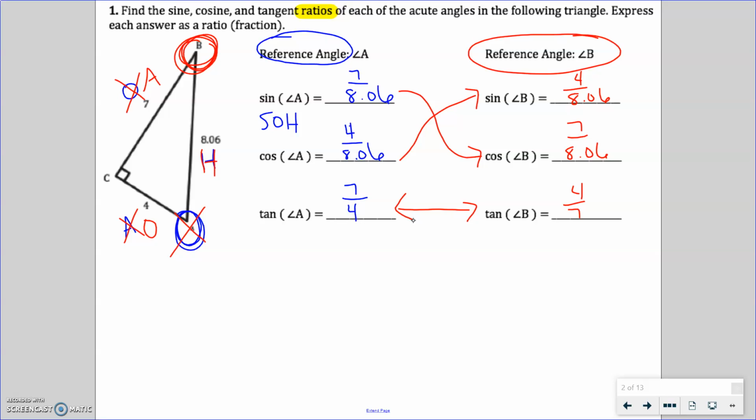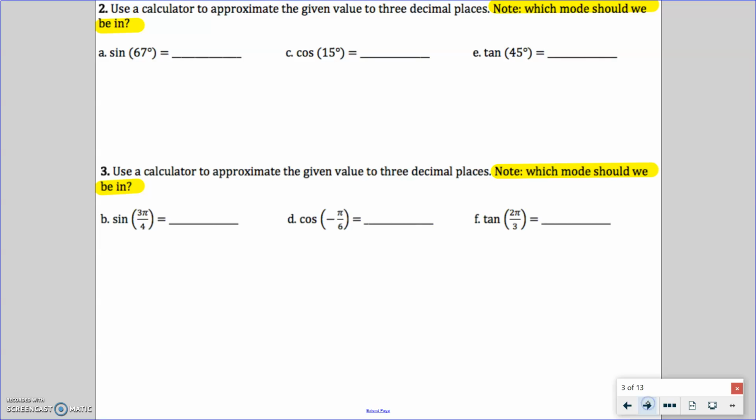If you're not taking pre-calc next year, you don't have to worry about the pattern too much, but it's just something I thought I'd bring up. Use a calculator to approximate the given value to 3 decimal places. Note, which mode should we be in? So here's what I mean by mode.